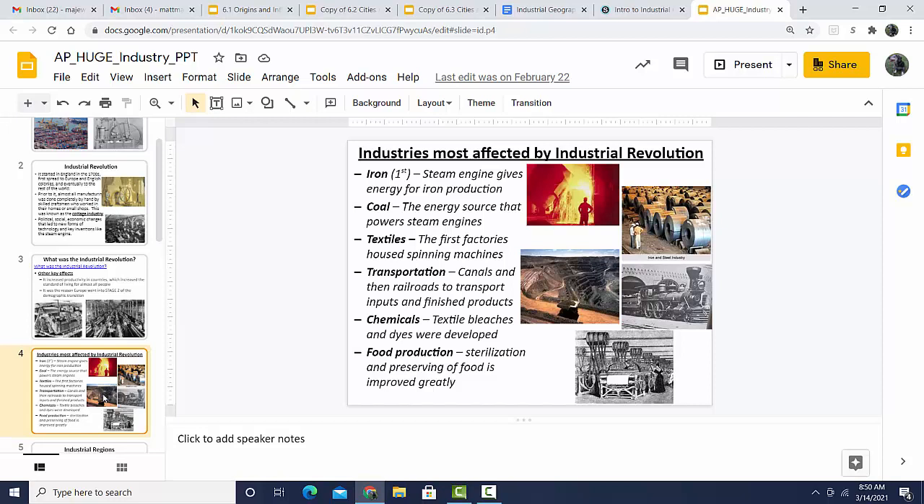Coal as well. Maybe coal one of the most important, right? Because coal is what we're using for energy in order to create the iron and eventually to create the steel. It's also powering machines that we are using here that are mass producing for the first time in England and eventually the rest of Europe.